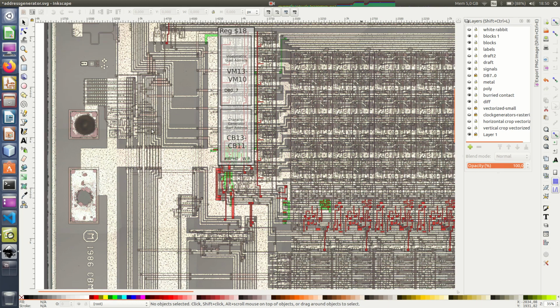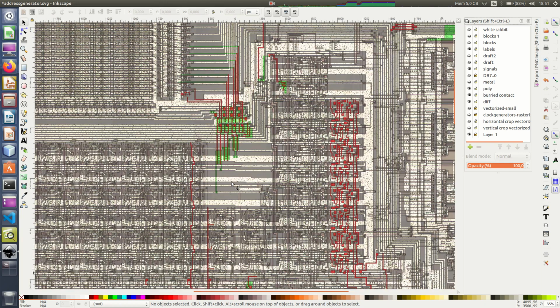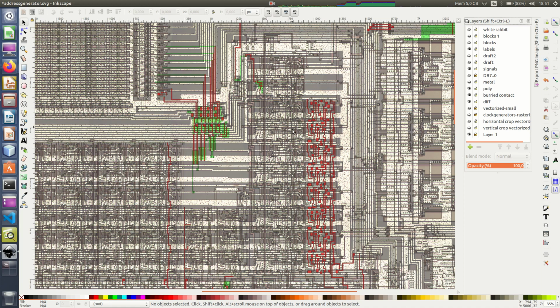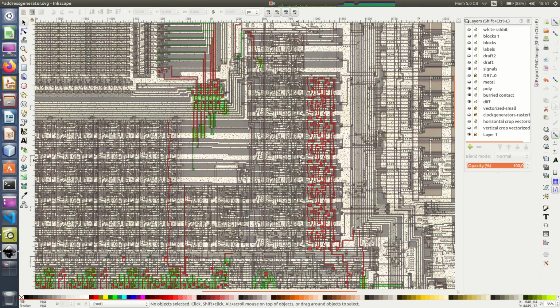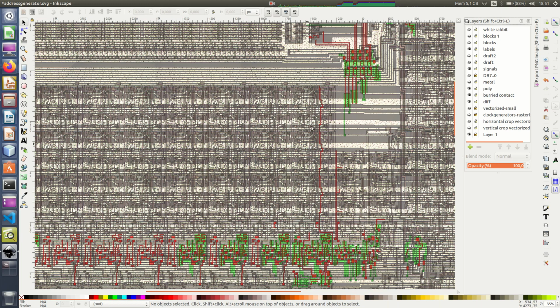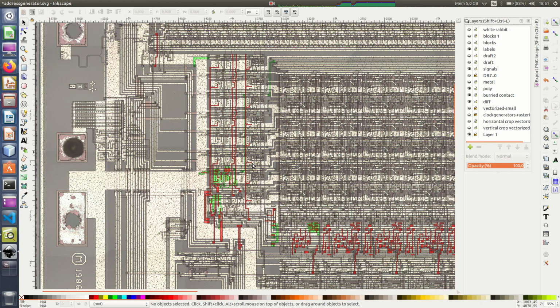Here you can see CB13 and 11 and VM13 and 10. Those are the upper bits which select banks for graphics and for character pointers. I started looking and thinking, okay, I don't know what all these things around here are. I have painted something here now, but before I did that, I didn't know what this was. This area has been a mystery for me for a while. I haven't reverse engineered them, but I know they are sprite counters, so I think they are counters also. Well, let's get into it.